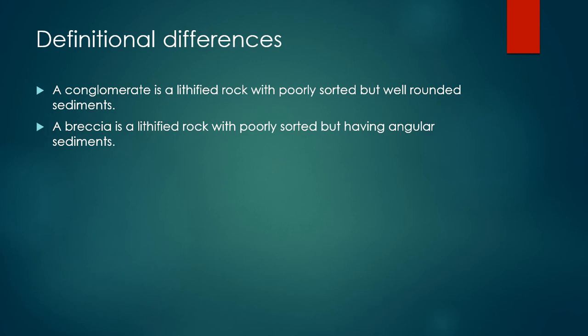Then a breccia is a lithified rock with poorly sorted but angular sediments. So the main definitional difference here is that in conglomerates we have sediments of different grain sizes cemented together, but the sediments are well rounded. In the case of breccias, the sediments have different grain sizes cemented together, but the sediments are angular in nature. So the difference here is in the shape. For conglomerates, the sediments are well rounded, while for breccias the sediments are angular.